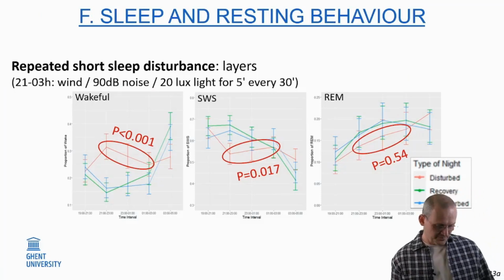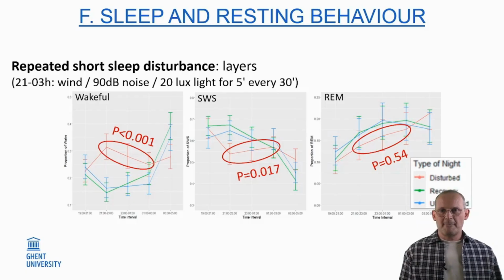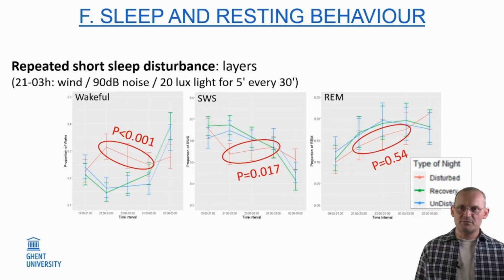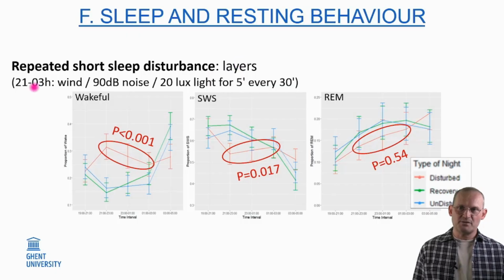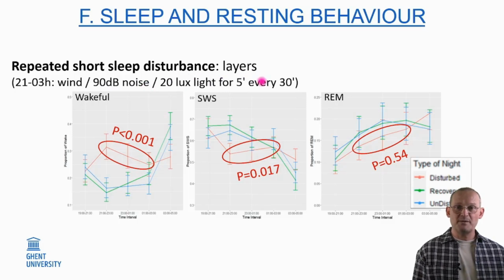And then when we use these tools, we can start investigating what the effects are of sleep disturbance. In the first study, what we did is we looked at the effect of repeated short sleep disturbances of laying hens. And these disturbances were applied from 9 o'clock in the evening till 3 o'clock in the morning, and could consist of wind being blown towards them, loud noise, or light being switched on for 5 minutes, and that happened every 30 minutes during this period between 9 o'clock in the evening and 3 o'clock in the morning.